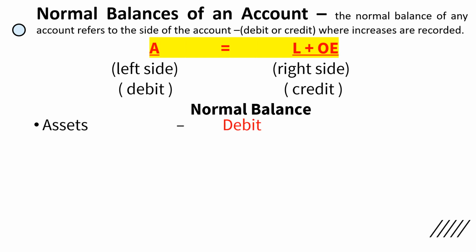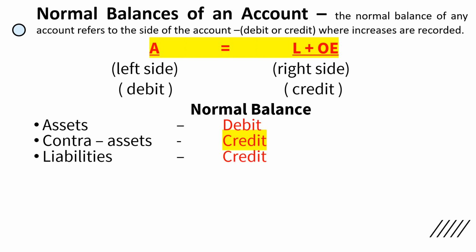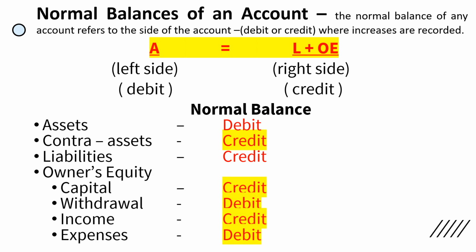assets increases on the debit side because it is its normal balance. Contra assets, because these are deducted to the assets, must have a different normal balance than the assets. So the normal balance of contra assets are credit side. Liabilities, the normal balance is credit side.